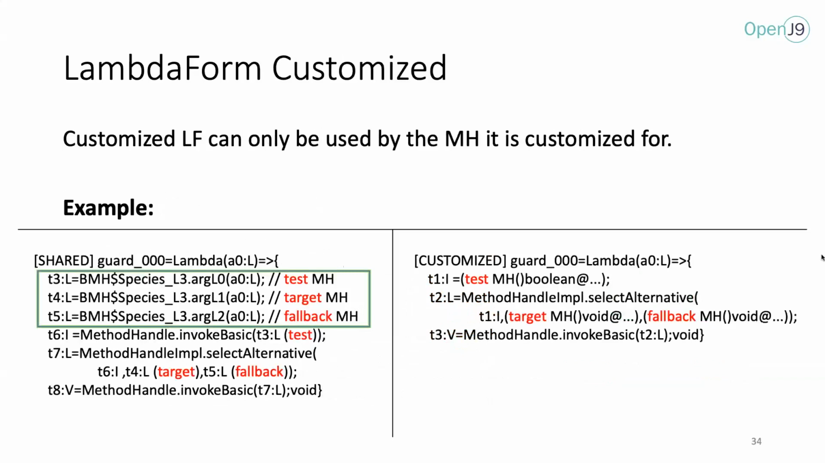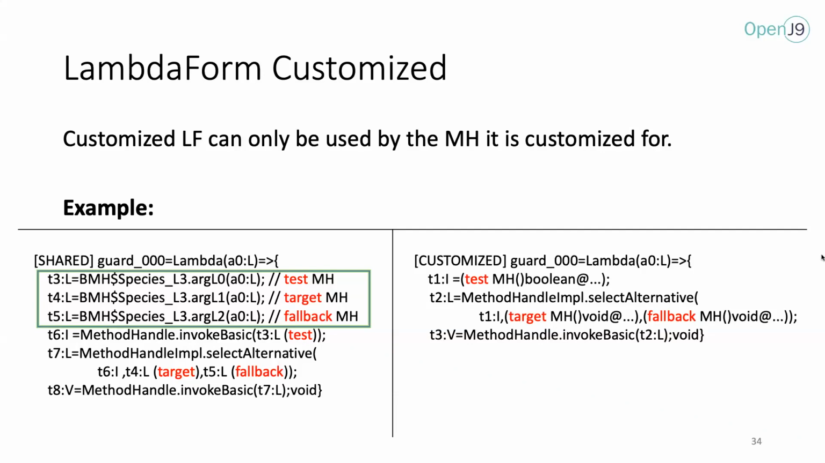Sharing is not always the most customized version, so it has some perf disadvantages, and to counter those perf disadvantages, we can customize a LambdaForm. A customized LambdaForm can only be used by one single method handle, so there's a one-to-one relationship. So if a LambdaForm gets customized, it cannot be used with many method handles. And below in the slide, on the left-hand side, there's the shared example which was shown in the previous slide, and on the right-hand side, here is the customized LambdaForm for the same purpose.